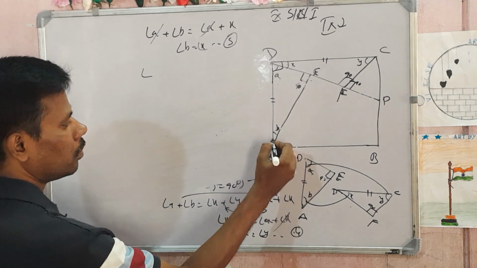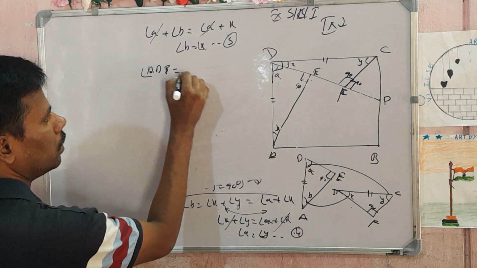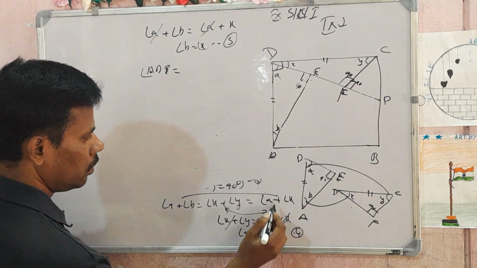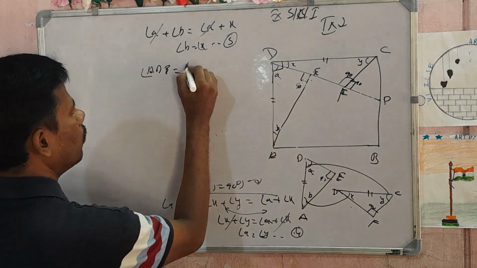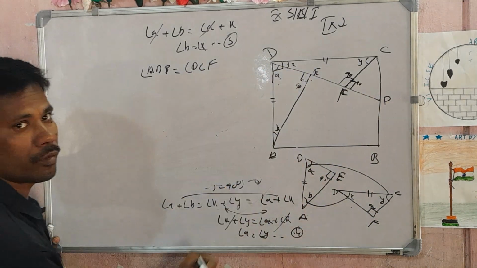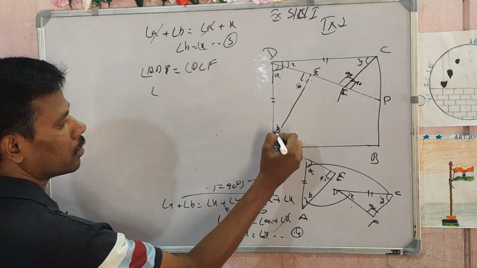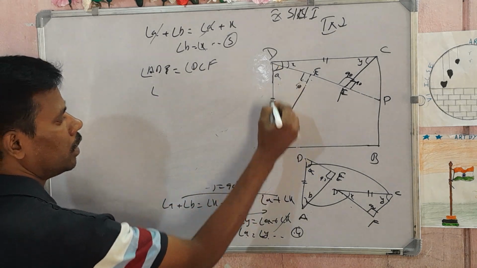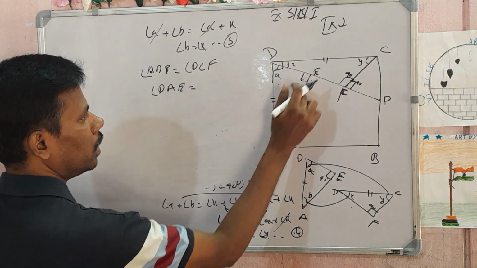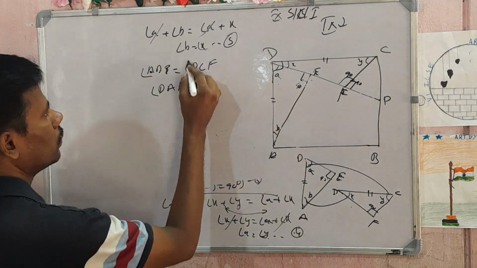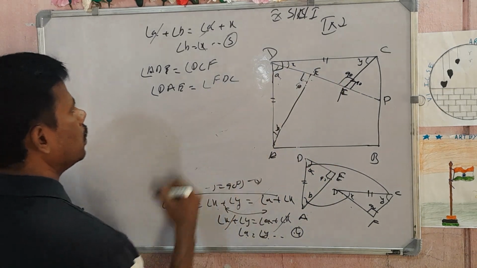Angle A is what? ADE. Angle ADE is equal to angle Y. Y is what? DCF. Next, use three letters. Angle A is equal to angle Y. Angle B is equal to angle X. Angle B is nothing but DAE, is equal to angle X, angle FDC. Right?